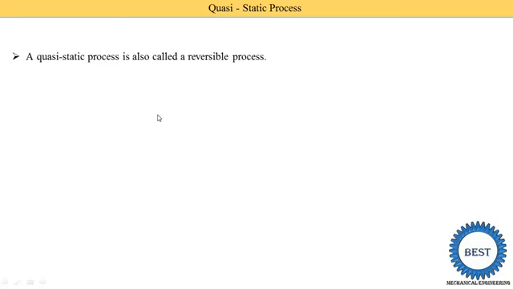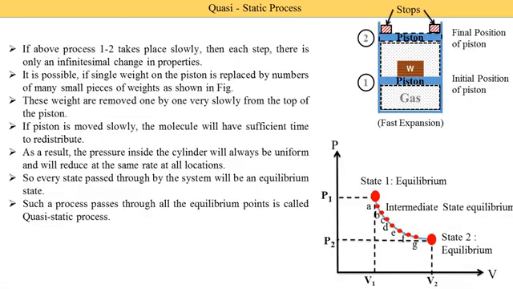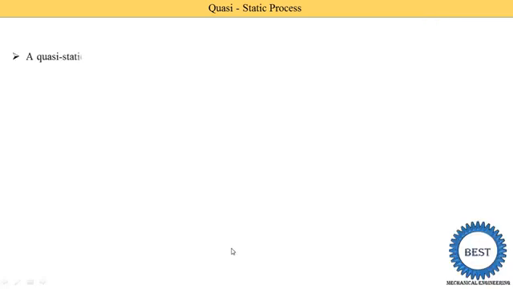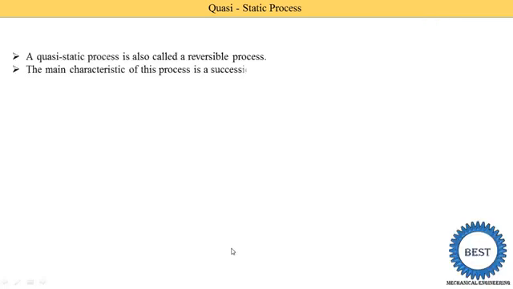If we put the weights back one by one, whereas earlier we removed the weights, then compression of the gas occurs and it follows the process from state 2 to G, F, E, D, C, B, A. It is called a reversible process. The main characteristics of this process are the succession of equilibrium states and infinite slowness, means the system is running too slowly and achieves equilibrium at every state. It is called a succession of equilibrium.